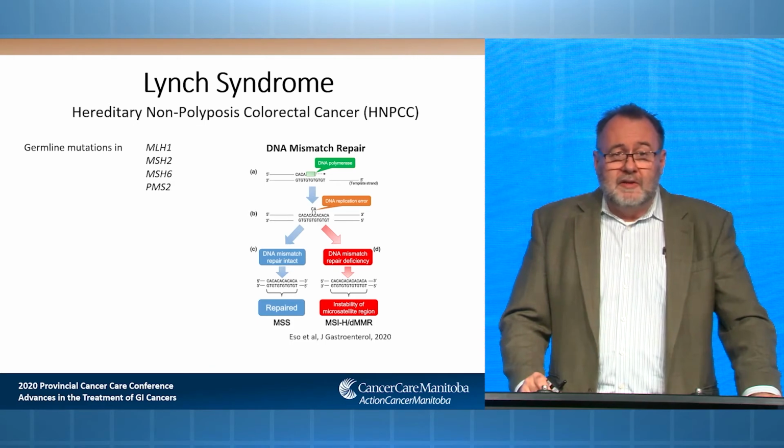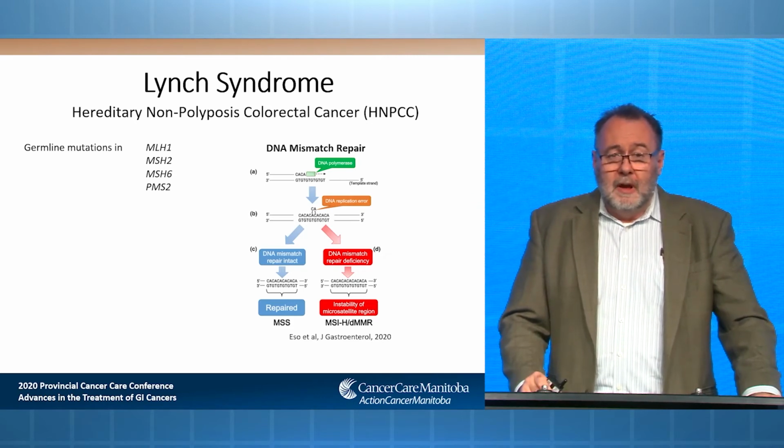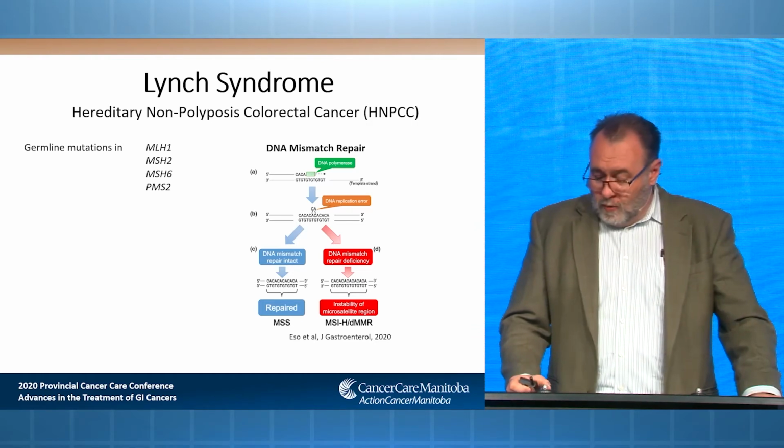If there is a defect in this system, the mismatches are not repaired, and this leads to an expansion of repeat sequences shown on the bottom right here. And that's what's known as microsatellite instability. So repeat sequences of the DNA are prone to be expanded and over-replicated in the situation where mismatch repair genes are not functioning normally.